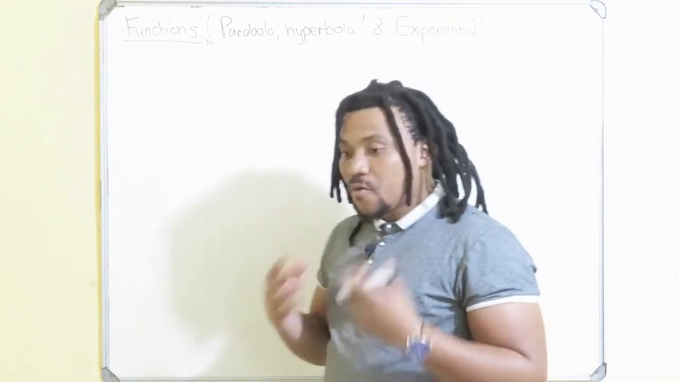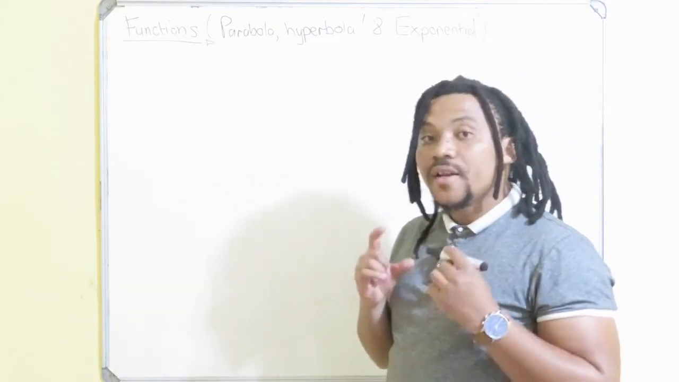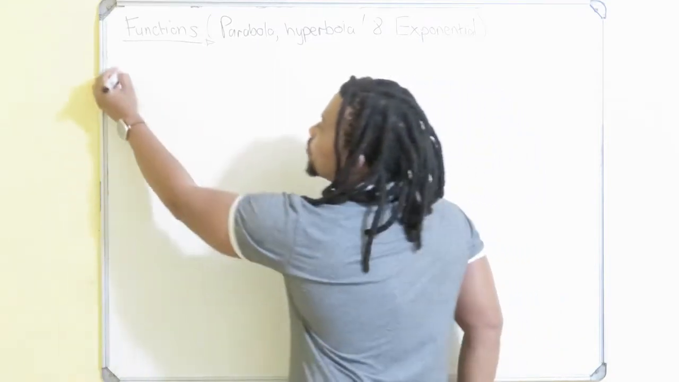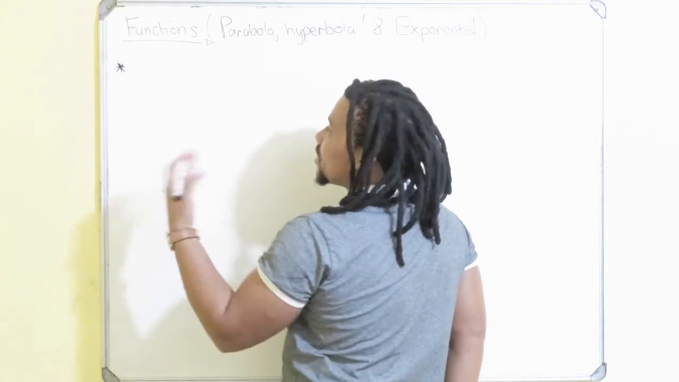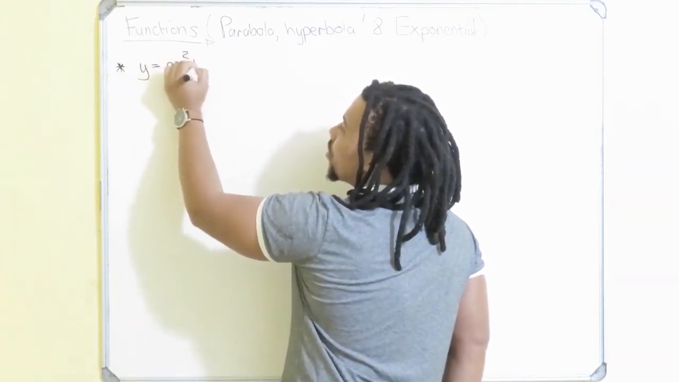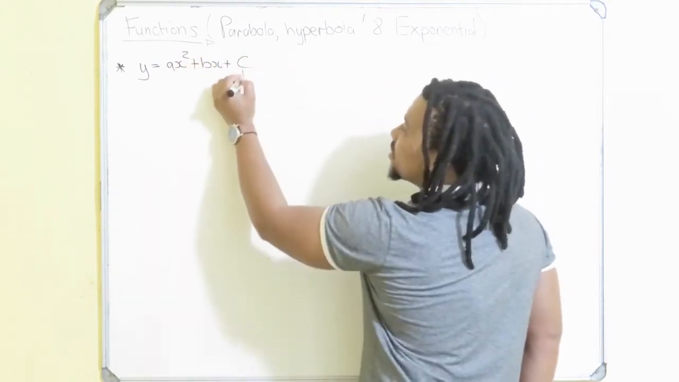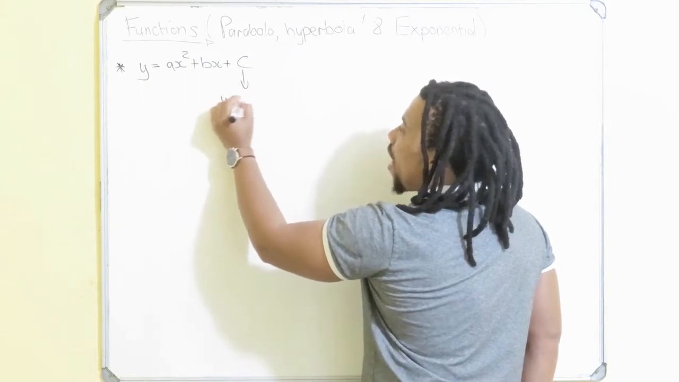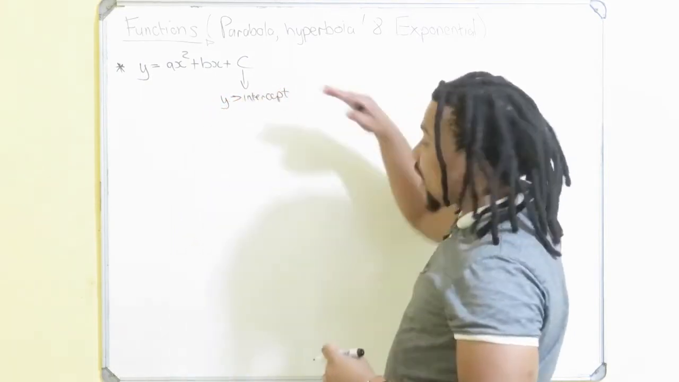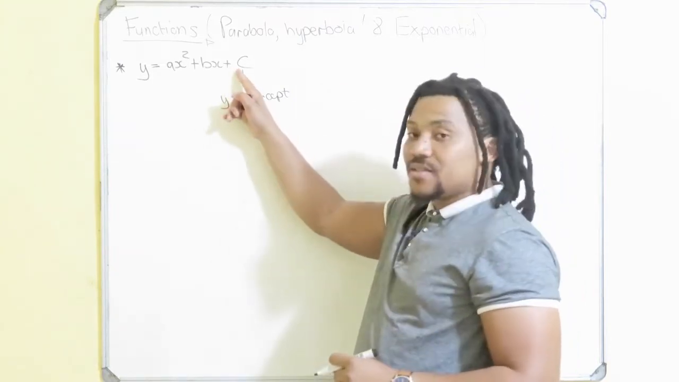So first of all, before we go deeper into these problems, we need to understand what the equation of a parabola graph looks like. The equation that represents a parabola graph is given by y equals ax squared plus bx plus c, right? And your c is always your y-intercept, so the point where it cuts the y-axis in your graph will be represented by c.